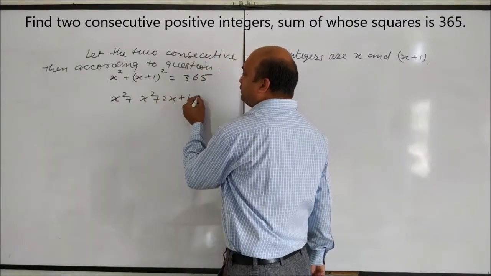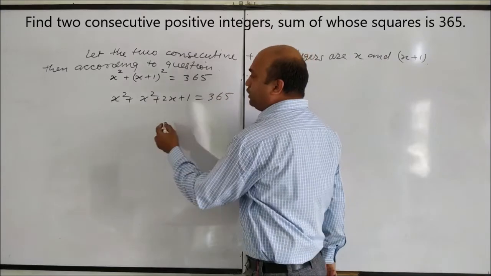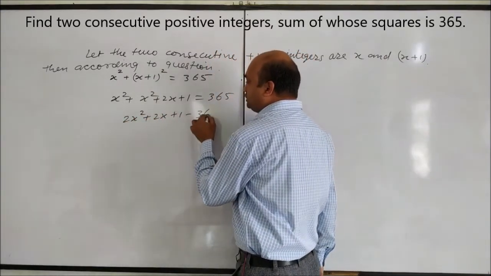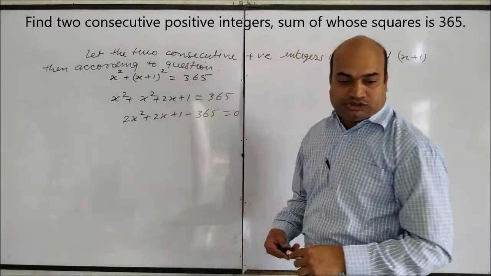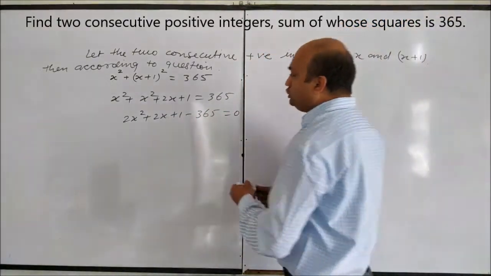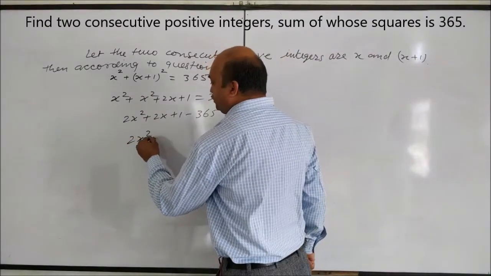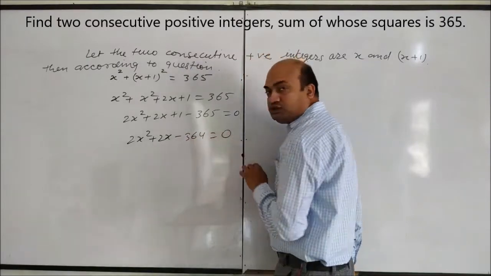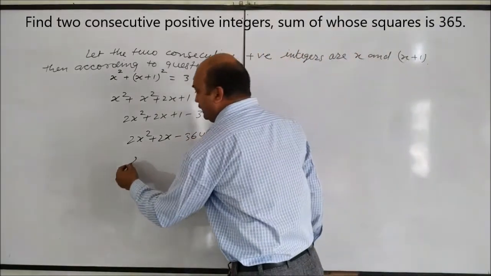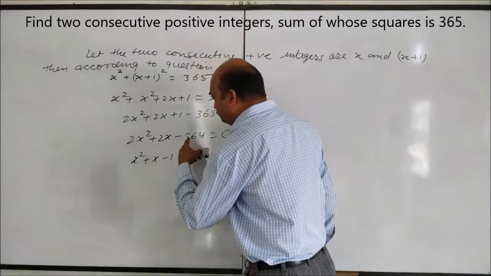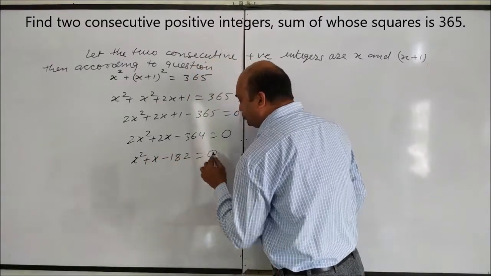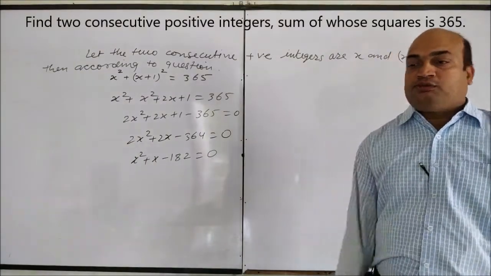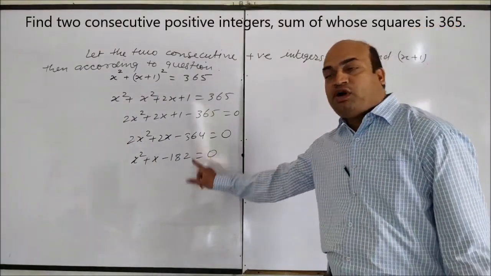or x square plus 2x plus 1 is equal to 365, or 2x square plus 2x plus 1 minus 365 is equal to 0, or 2x square plus 2x minus 364 is equal to 0, or x square plus x minus 182 is equal to 0. This is the quadratic equation. The word problem we converted into the quadratic equation form.